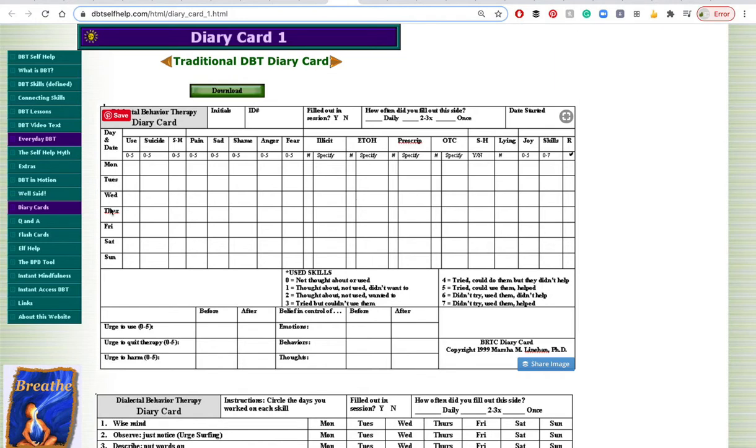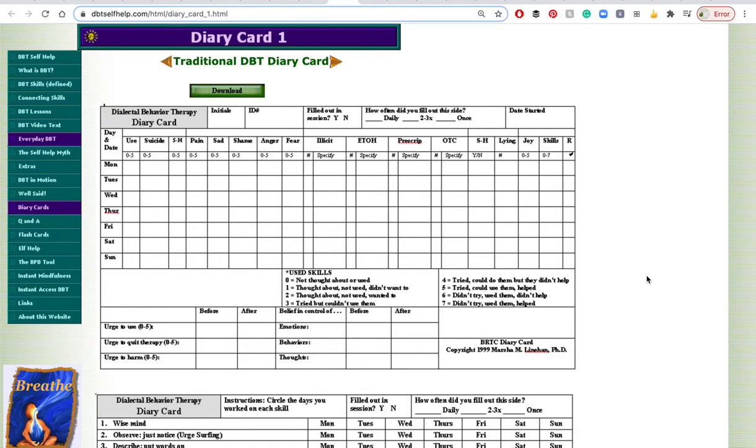As you see on the left, and this is pretty common for just about every diary card I think I've ever seen, the days of the week are here. I've seen some start with Sundays, and sometimes, once again, people choose to start their week on a different day, but the dates are typically on the left, and then along the top in this version is scaling your emotions.